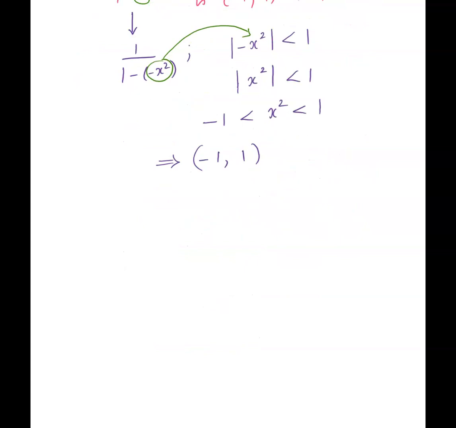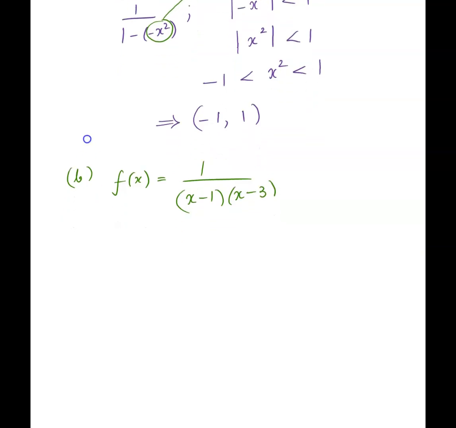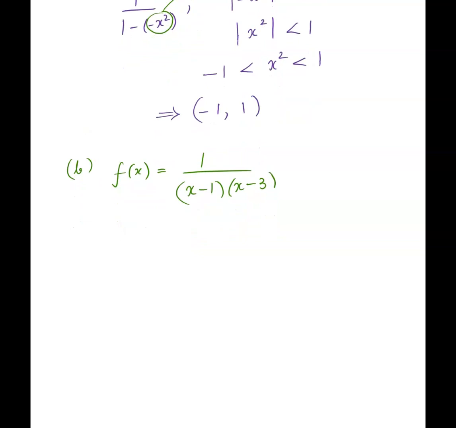Alright, let's go to the next part, part B. F of x equals 1 over x minus 1 times x minus 3. We still have to use the representation, which is 1 over 1 minus x. So I have to rewrite this as 1 over 1 minus x. Is that even possible?